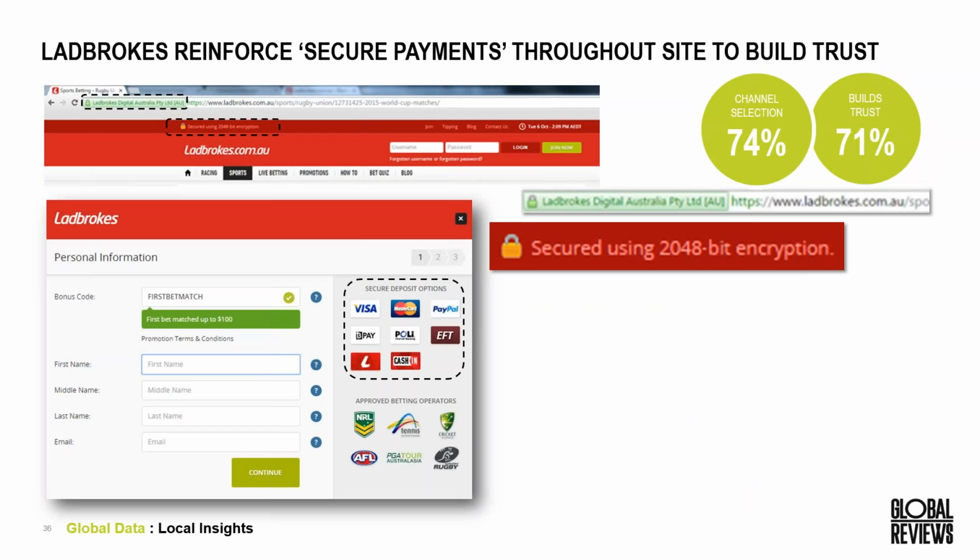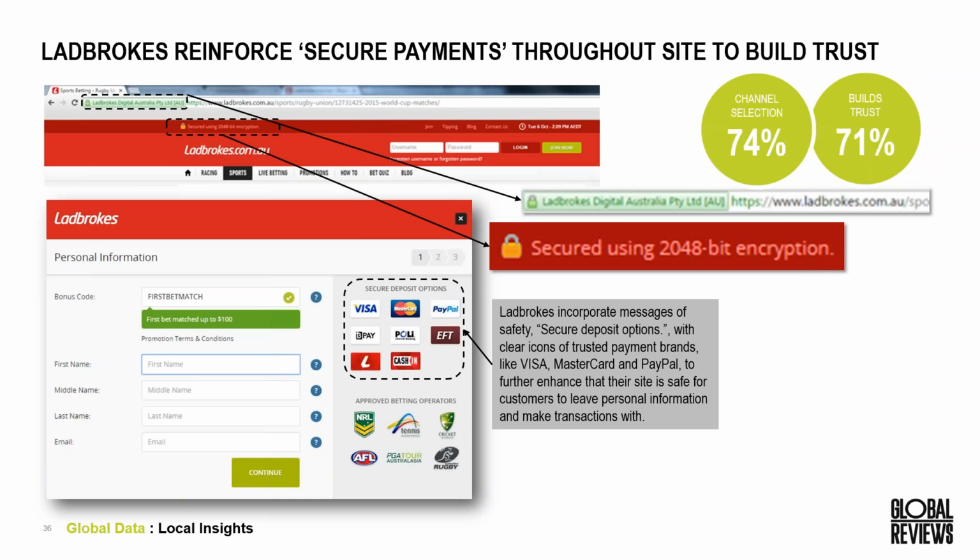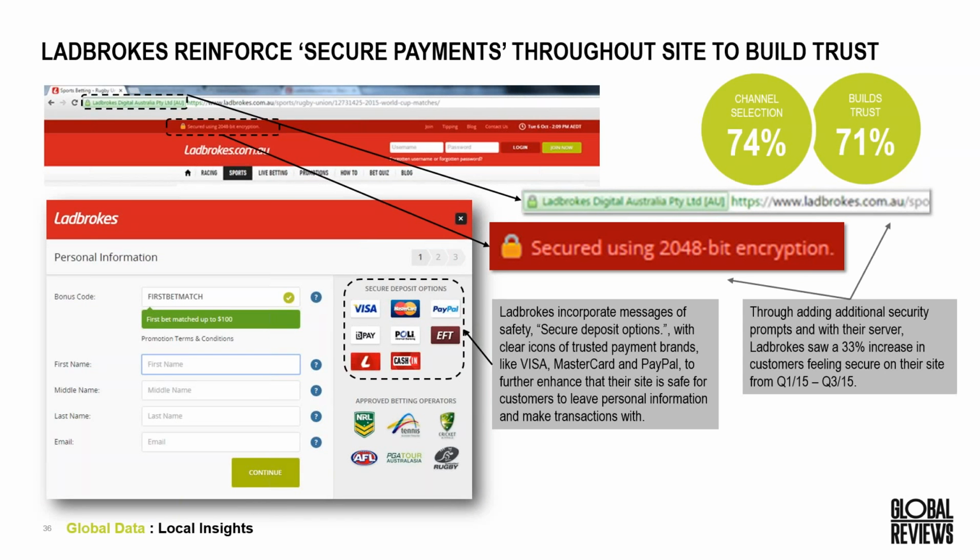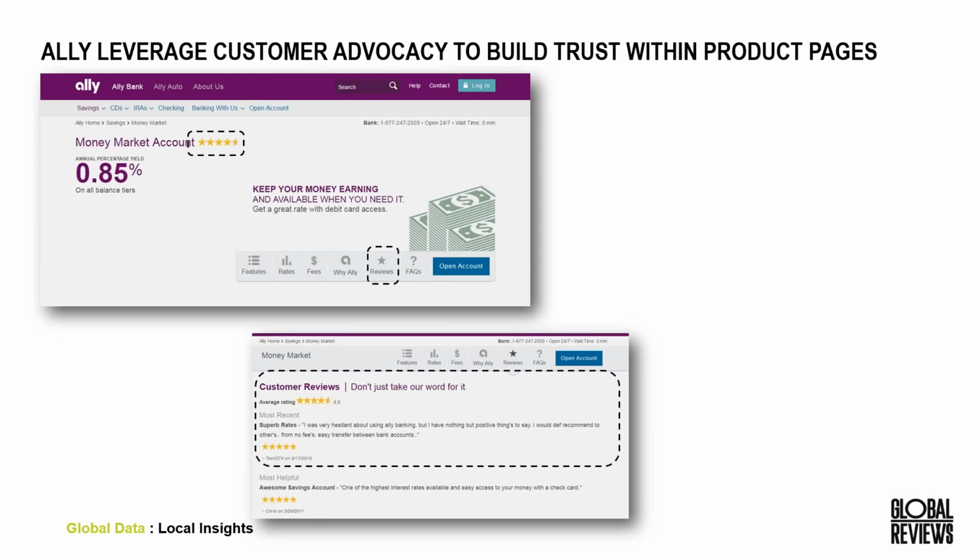Again, Ladbrokes quickly builds trust around secure payments by including SSL certificates and also using locks, which represent safety for customers. They also display a range of payment options, which also immediately build trust through their own brand recognition. So, just moving more quickly as well. Again, a previous example, Ally, also used trust very quickly by using customer advocacy.